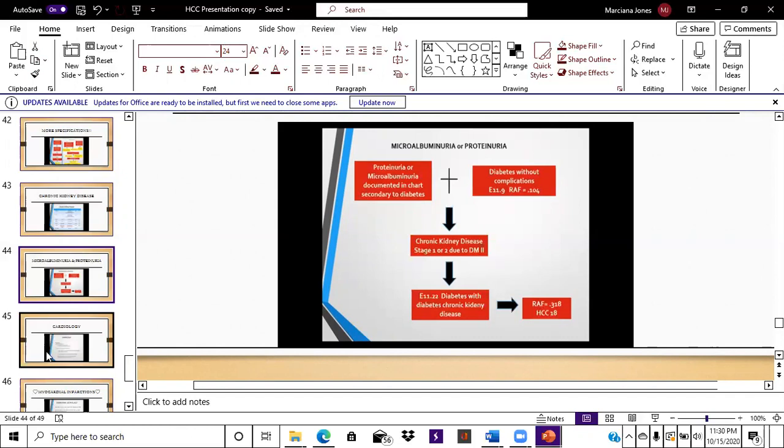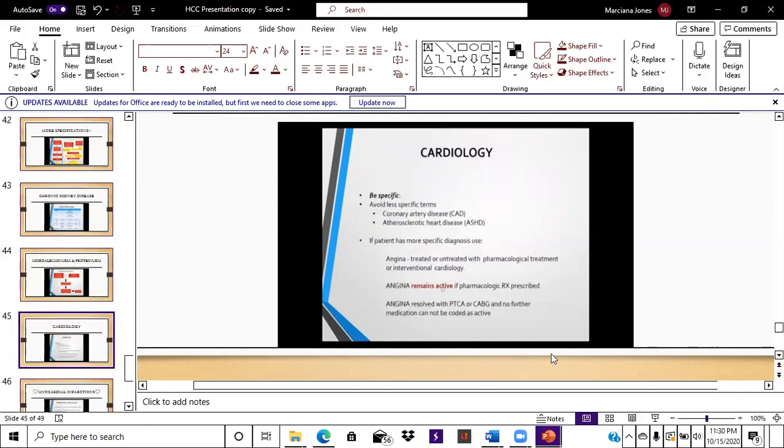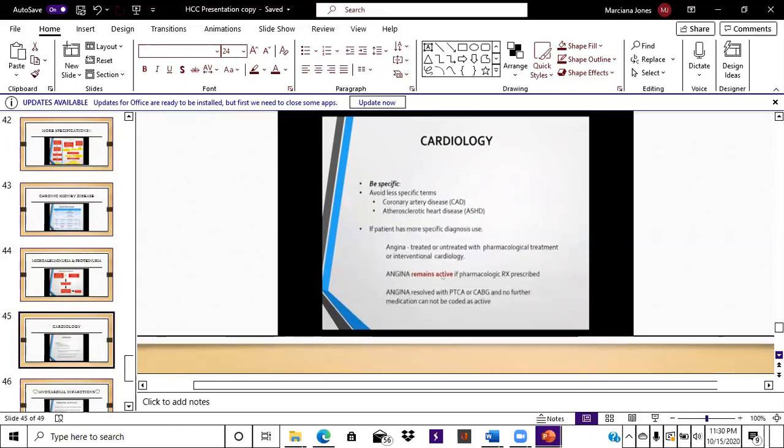So now let's talk about cardiology. That's the big thing in HCC too. So you're going to be specific, avoid less specific terms. Coronary artery disease, that's specific. Atherosclerotic heart disease, and CAD is I25.10. And then if you have angina, I think specified is I25.119. And then without, I think maybe I25.111. So I remember those.